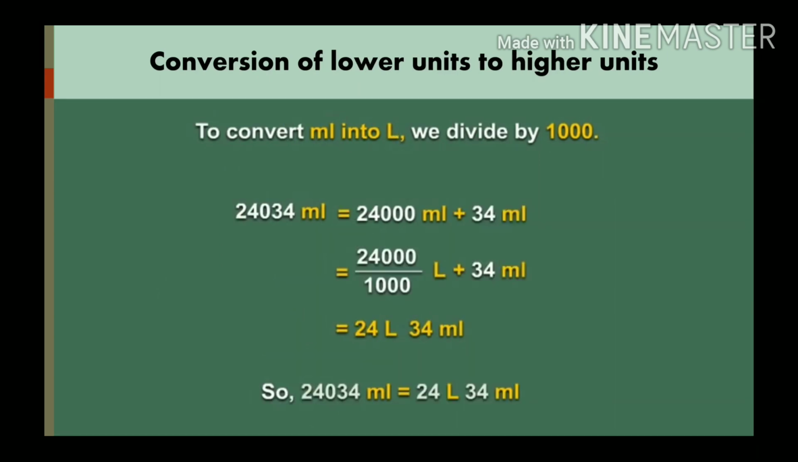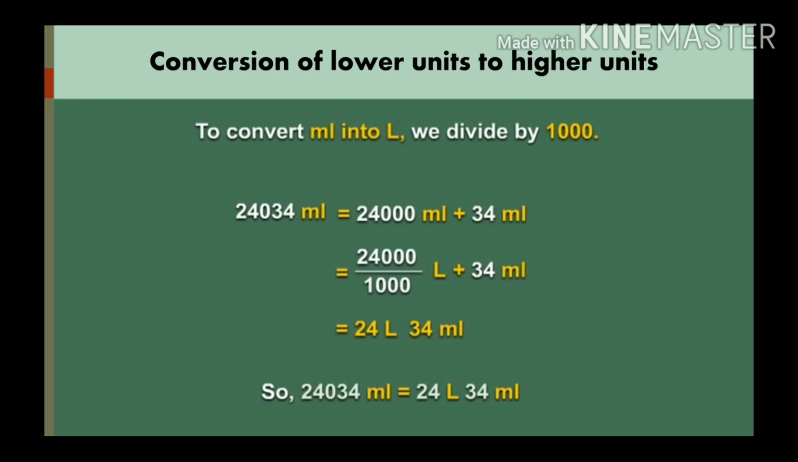Now, let's see how we convert lower unit into higher units. So students, as we know, 1 liter is equal to 1000 milliliters. So if we have to convert milliliter into liter, we have to divide the milliliter part by 1000. Let's see with an example. So here 24,034 milliliter is given and you have to convert it into liter.